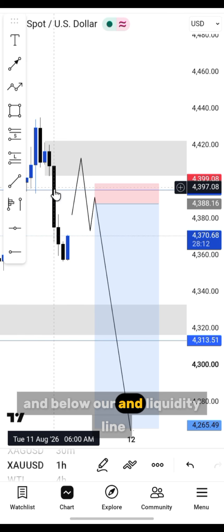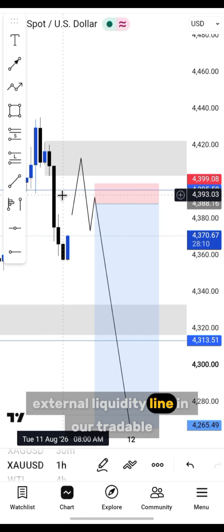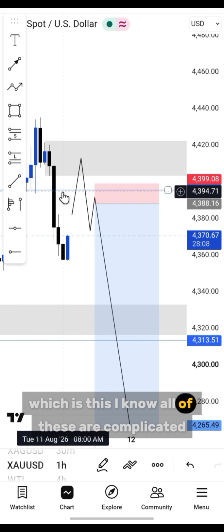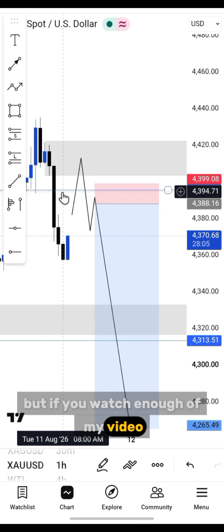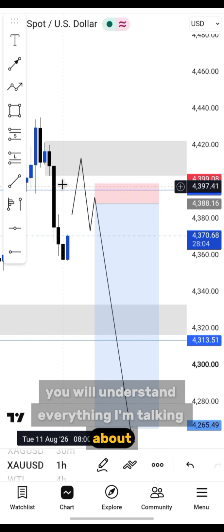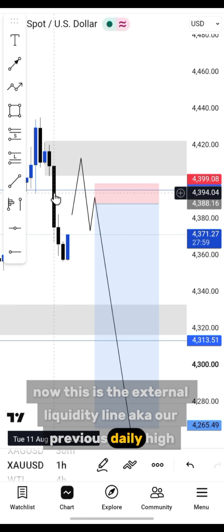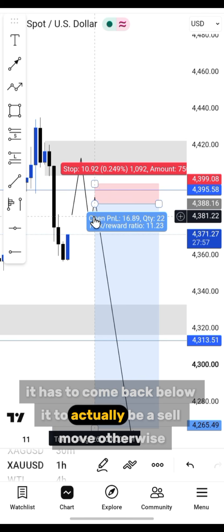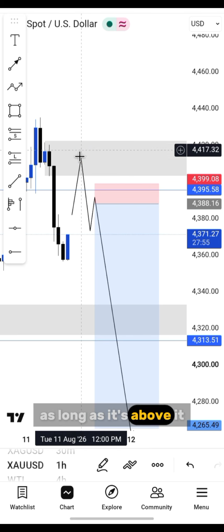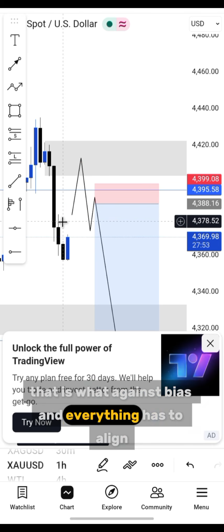Below our liquidity line, the external liquidity line in our tradable, which is this. I know all of these are complicated, but if you watch enough of my videos, you will understand everything I'm talking about. Now, this is the external liquidity line, aka our previous daily high. It has to come back below it to actually be a sell move. Otherwise, so long as it's above it, that is against bias, and everything has to align.